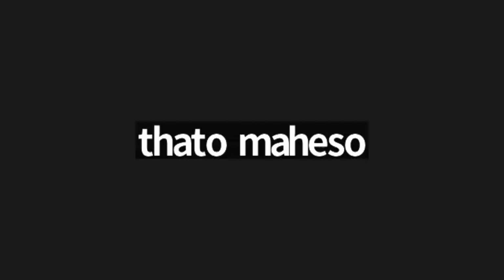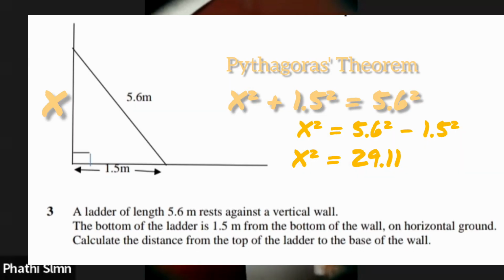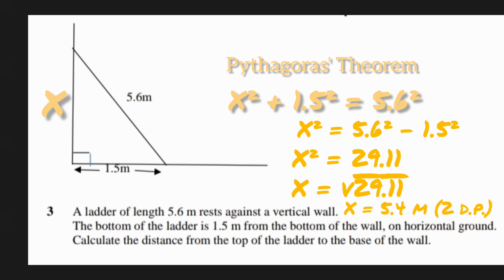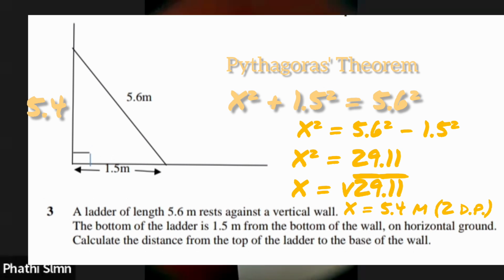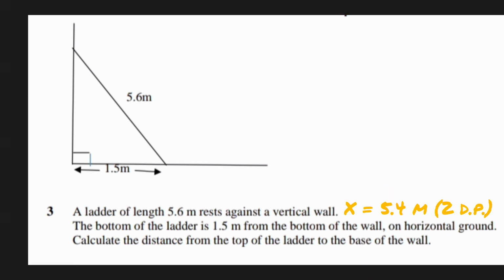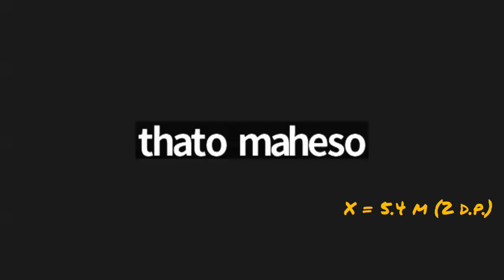29.11. So now, how are we going to find x without this square sign? We're going to square root them. Good, we find the square root of 29.11. So what is our x? X is equal to 5.40 to 2 decimal places. Good. Is that right? Yes, ma'am. 5.40.